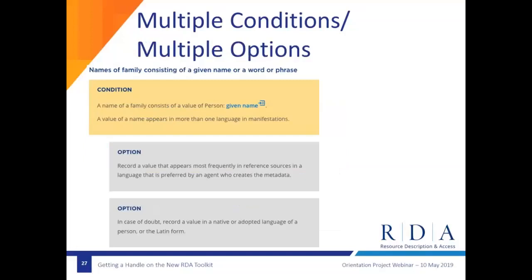And finally, you can even find yourself in a situation with multiple conditions and multiple options. Here's names of family consisting of a given name or word or phrase. So there are two conditions. The name of the family consists of a value of person, given name, and a value of a name appears in more than one language in manifestations. My first option is to record a value that appears most frequently in reference sources in a language that's preferred by my agency. And another one is, in case of doubt, record a value in a native or adopted language of the person or the Latin form.